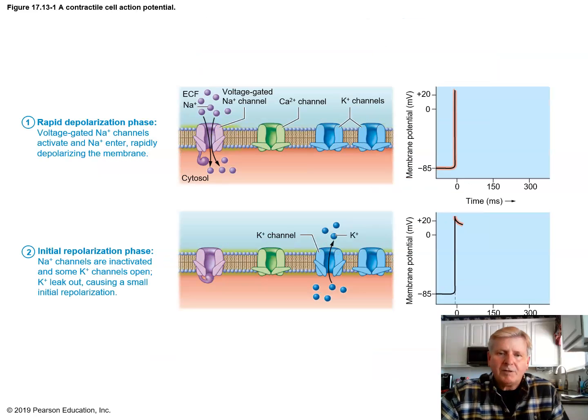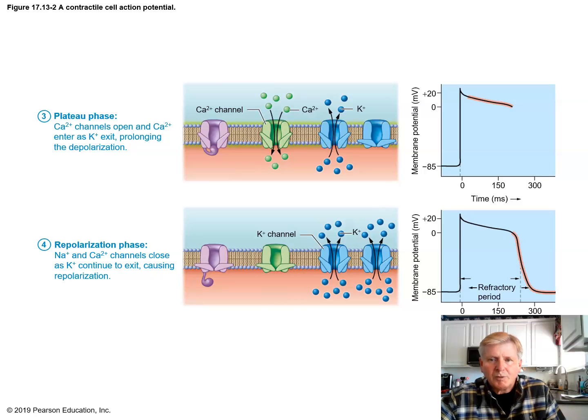So, rapid depolarization phase due to your voltage-gated sodium channels. Sodium enters, and they rapidly depolarize the membrane. You go from negative 85 to plus 20. That's an increase of 105 millivolts. Then you get an initial repolarization phase because potassium gates are opening up, but not all of them. Some of them are still closed, but you've closed the sodium channels. Then you get your plateau phase, and that's due to the calcium channels opening up.